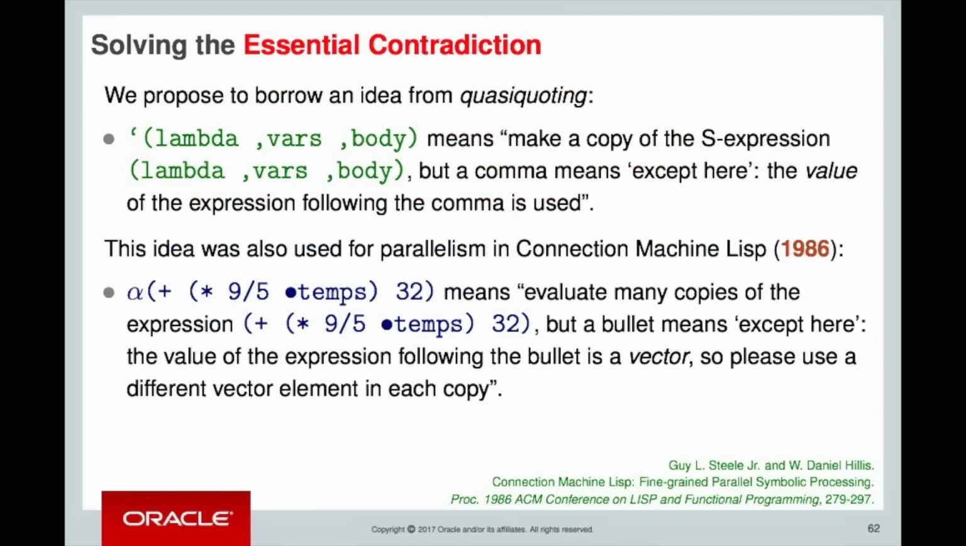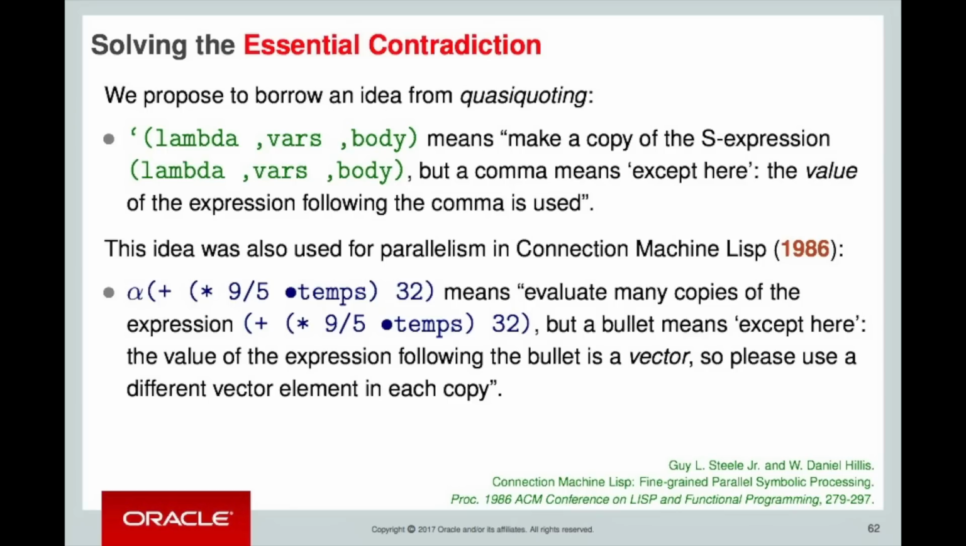So to solve the essential contradiction, I propose to add one more thing to the notation. I want to propose to borrow an idea from quasiquoting. Here's an example from Common Lisp. Backquote and then an S-expression means make a copy of the S-expression. But where you see a comma, that means except here. It means don't make a copy. Instead, use the value of that expression and stick it in there. That's the quasiquoting idea. We also see this in printf strings. Printf means print this string, but wherever you see a percent sign, do something different. So there's an except-here escape.